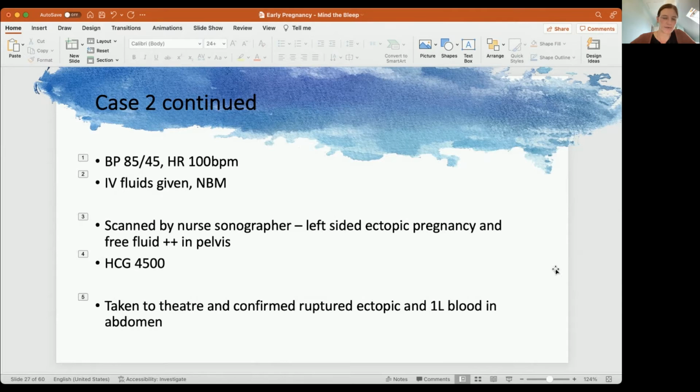When the HCG came back, it was quite raised. Essentially, she was taken to theatre as an emergency, and it was a confirmed ruptured ectopic, and a litre of blood was suctioned from the abdomen.